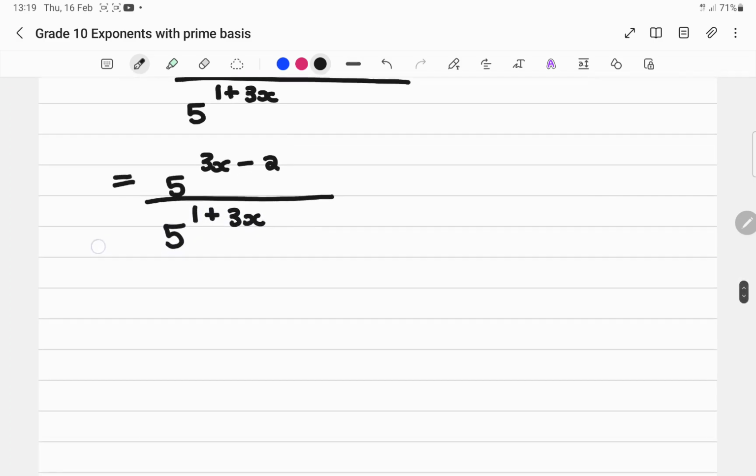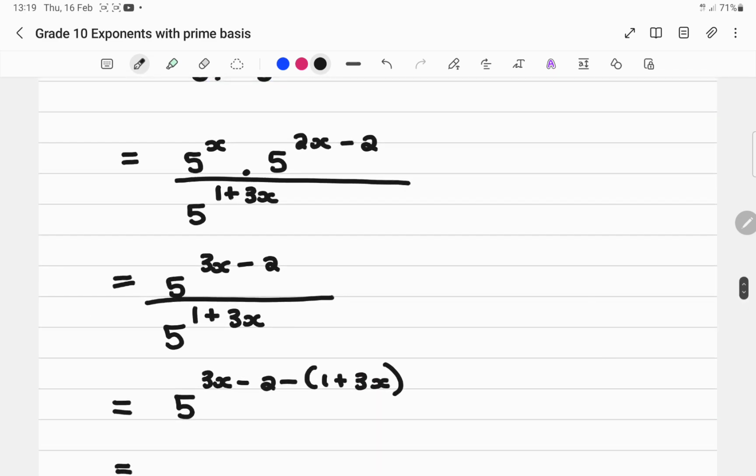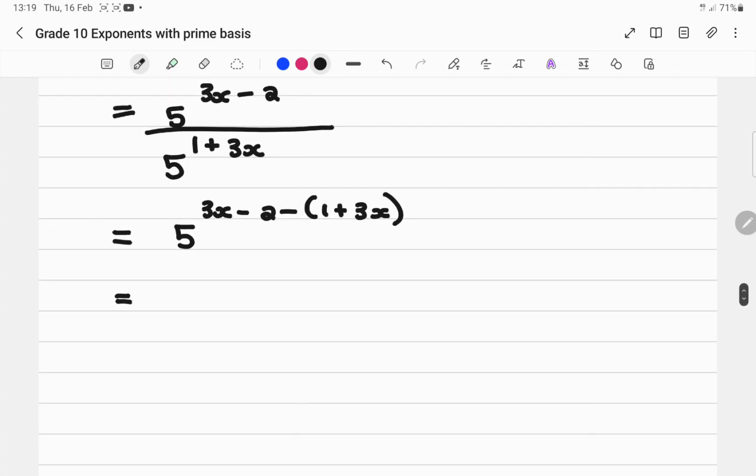Later on you'll maybe do it a little bit faster. You just do it a little bit faster, like you don't have to rewrite everything the whole time.